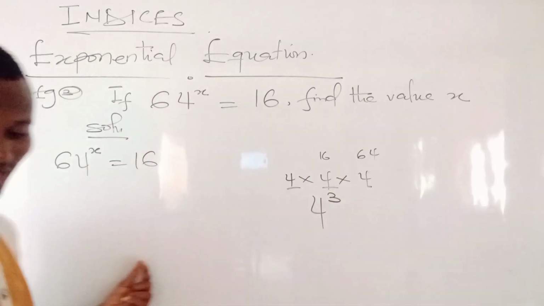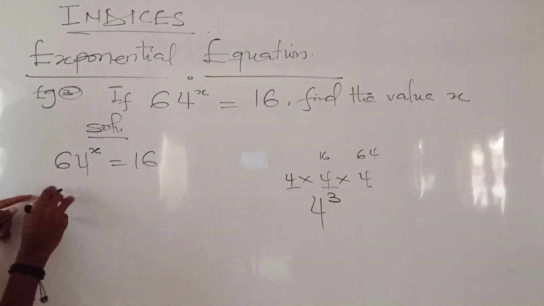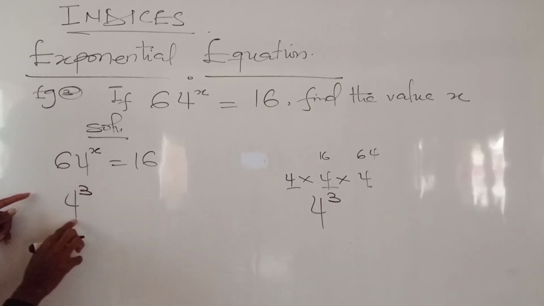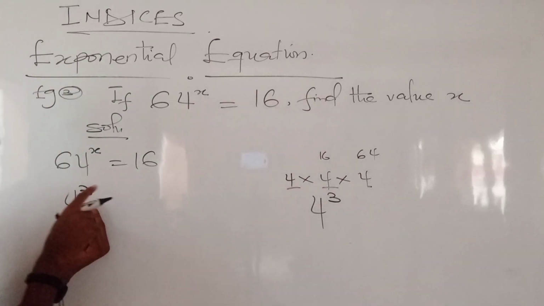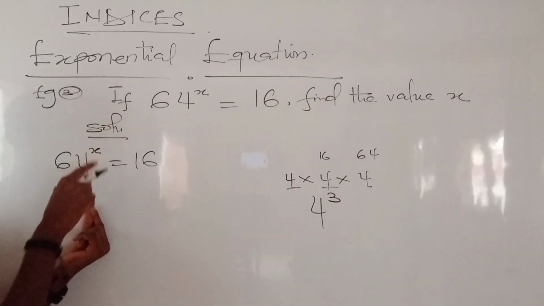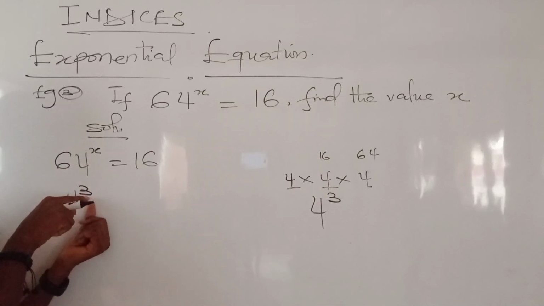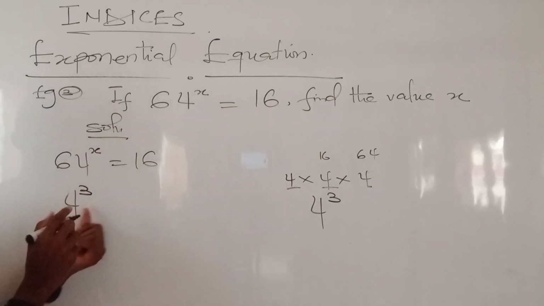Okay, so let me go ahead and put my 4 to the power 3 here. So 64 can be written as 4 to the power 3. I hope you agree with me. Now, don't forget that there's already a power s here. So now, writing 64 as 4 to the power 3, this power 3 will multiply the s which is there. Okay, so this is how you do it.